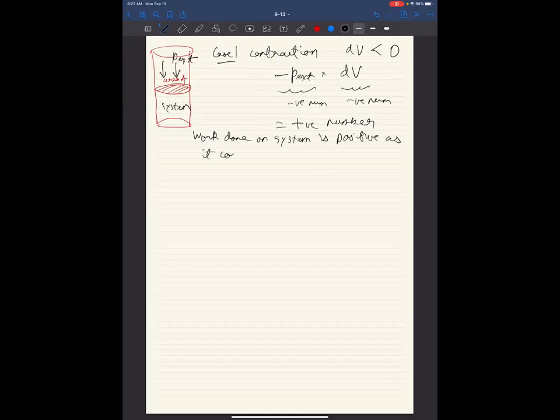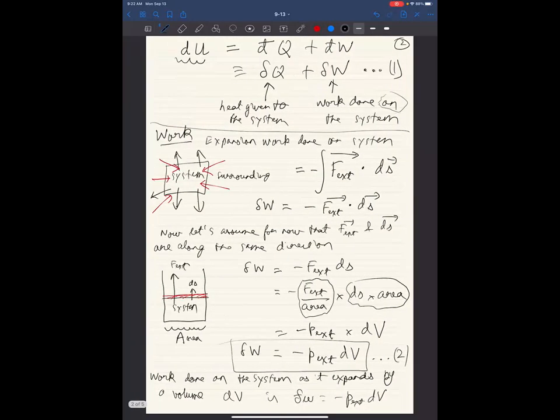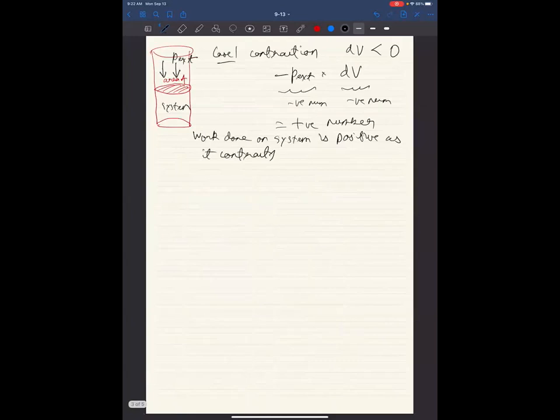as it contracts. Does this make sense? So what we are saying here, if I had something like this and I'm really trying to contract it, I'm doing positive work on the system. In light of the first law of thermodynamics that says dU is equal to delta Q plus delta W, let's say there is no heat in the business. Let's say delta Q is 0 for now. Does it make sense what we just showed here, that work done on the system is positive as I compress it?